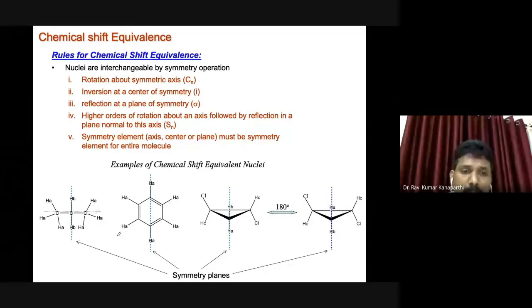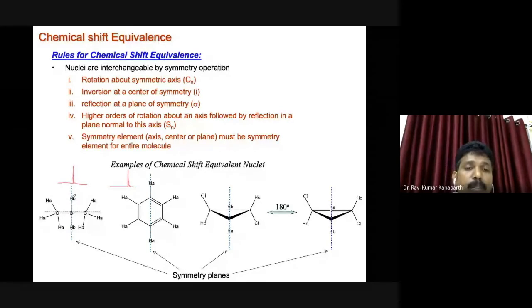Similarly, you have a plane in the case of aromatic benzene. All these protons are equivalent, so all these protons will resonate at only one place. In this case also, one place, there is no other distinction. All the HB protons will split into how many? These are three. Splitting is different. Please remember that splitting is different.